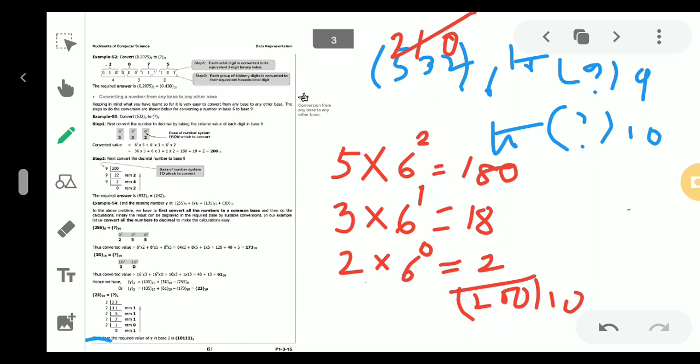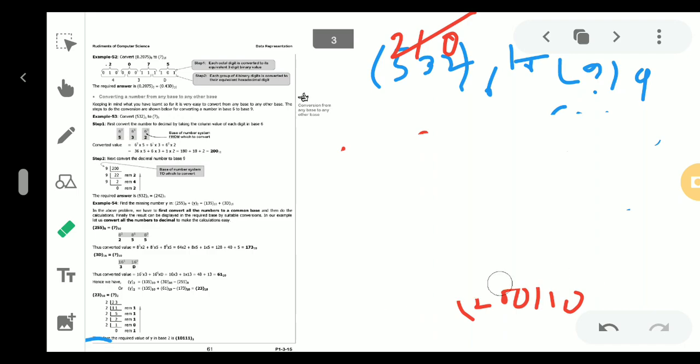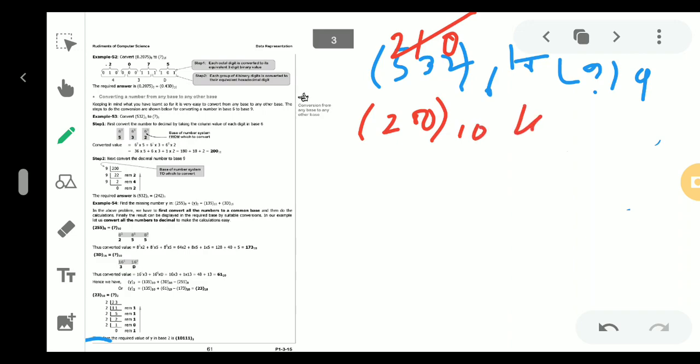Now from base 10 to base 9 conversion we will do. Up to this it is clear, hope it is clear to you. So the first step is over, that we have converted base 6 to base 10. The second step says that the answer we are getting, 200 in base 10, we will convert into base 9.